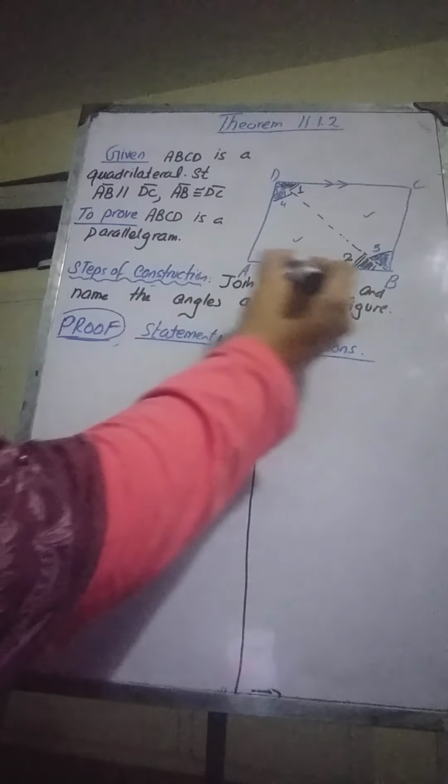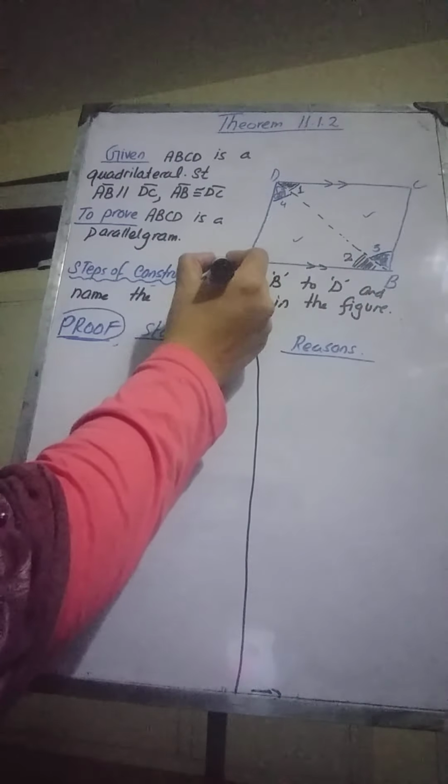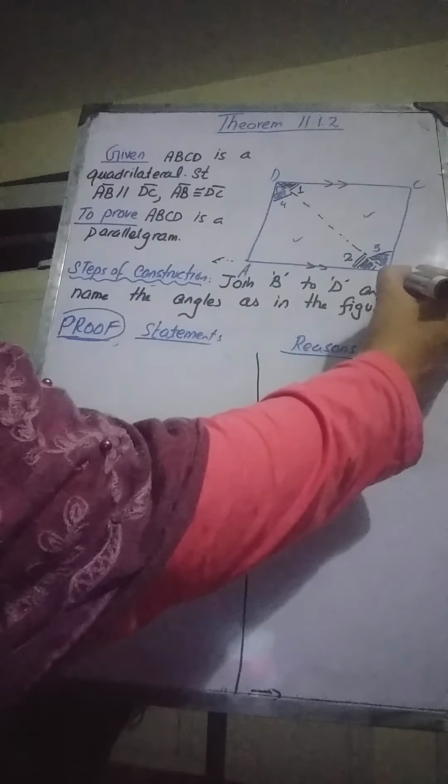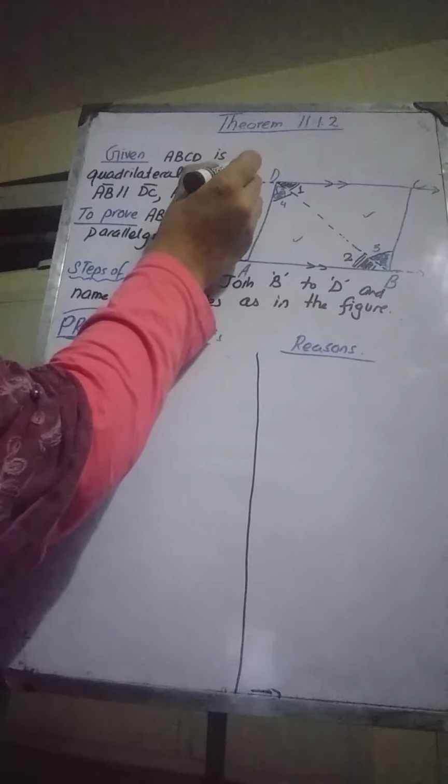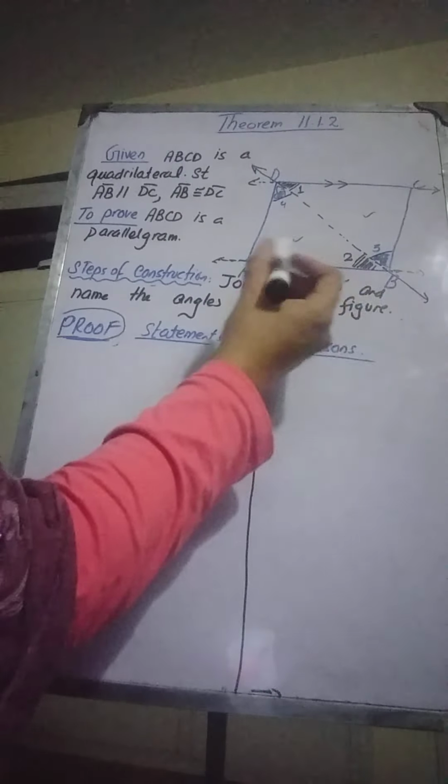This is angle 2, okay, 1, 2, 3, 4, name them as they are in the figure. So the first step is that we know that AB is parallel to DC, okay. AB is a line which is parallel to DC, and we have a transversal. Let me extend this also.